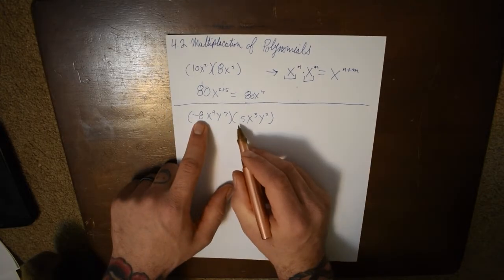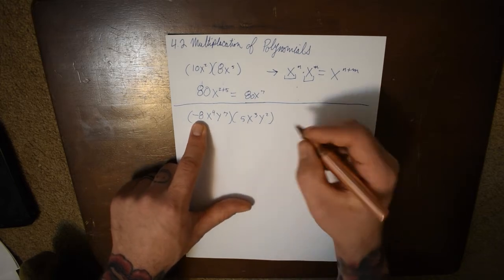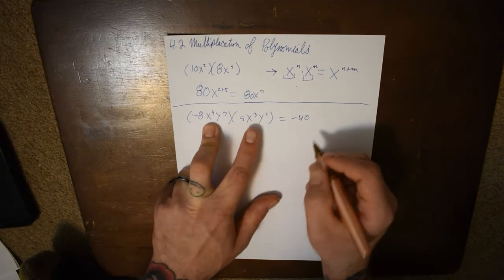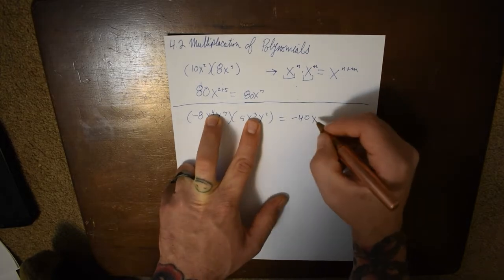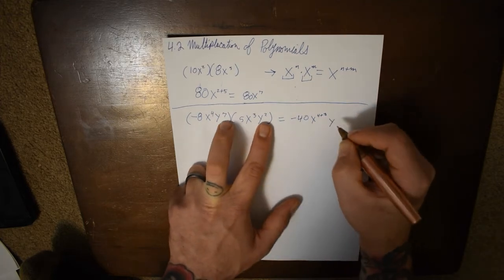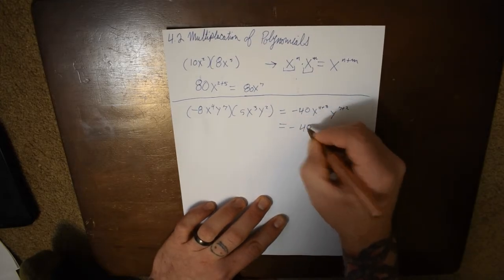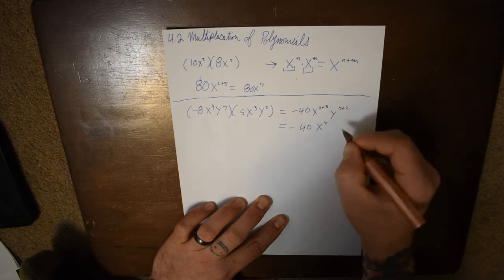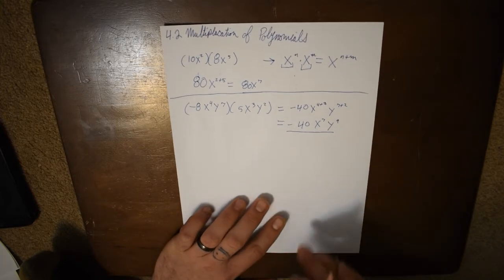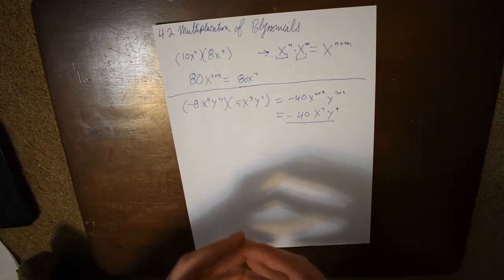We're going to multiply our constant terms together, or our coefficients is a better way of saying it. So negative 8 times 5 will give us a negative 40. Now we're going to have an x to the 4 plus 3, and then a y to the 7 plus 2. We'll simplify that. Negative 40, x to the 7, y to the 9th for our final answer. When we're multiplying monomials together, it's really just gathering like terms with multiplication.